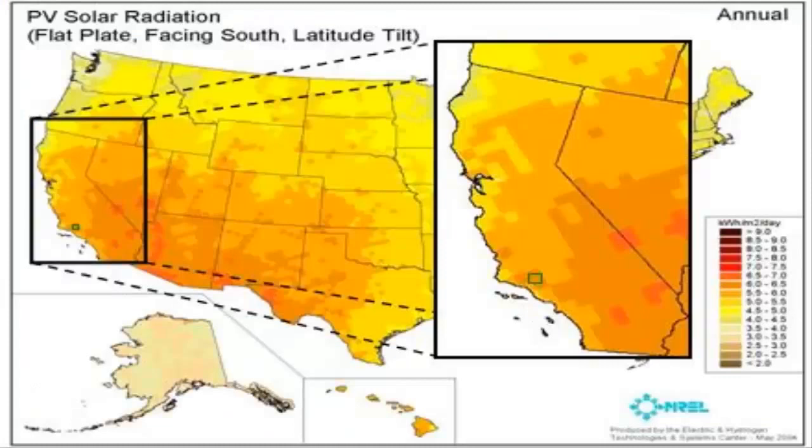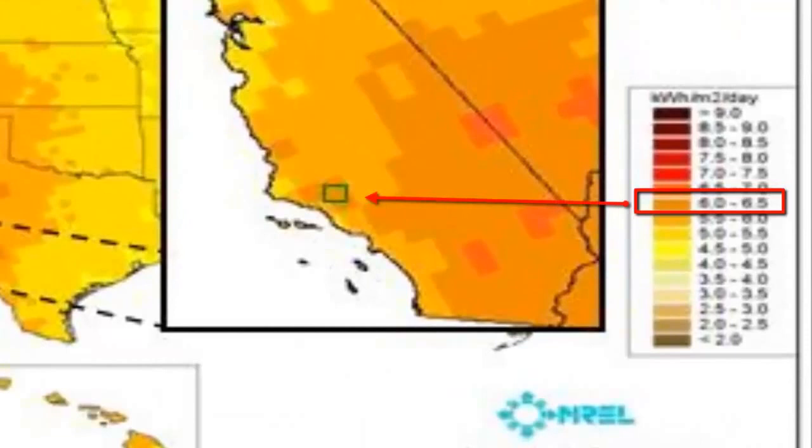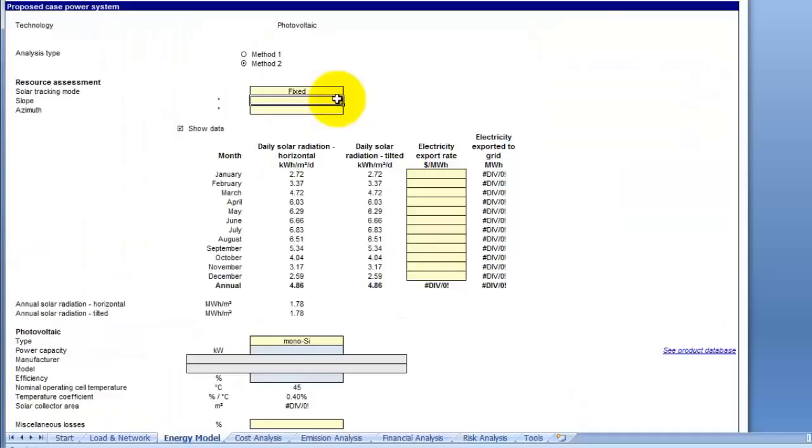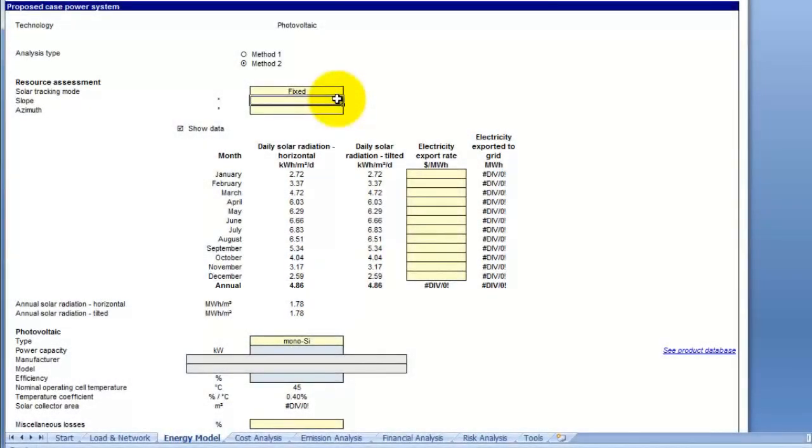Referring to the solar radiation map shown here, we see that at around 6 to 6.5 kilowatt hours per meter squared per day, the solar energy source near the project site is attractive for a residential PV system. This is about 25% higher than the 4.97 kilowatt hours per meter squared per day provided by RETScreen for the Santa Barbara weather station, but we will go with the RETScreen data, keeping in mind that this is a more pessimistic value.